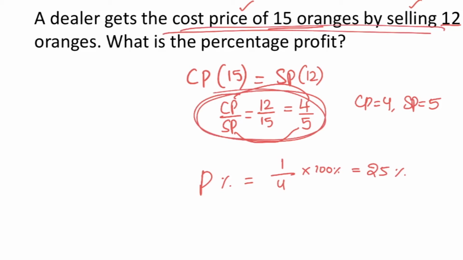CP by SP ratio. CP of 15 is equal to SP of 12. CP by SP is 12 by 15. Ratio is known. CP is equal to 4 parts, SP is equal to 5 parts. Profit percentage is 25%.